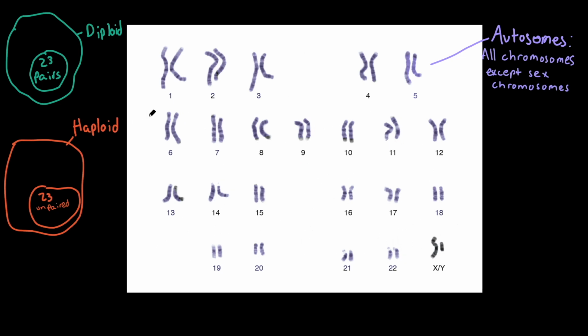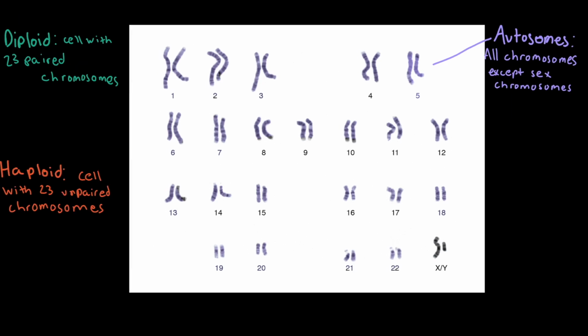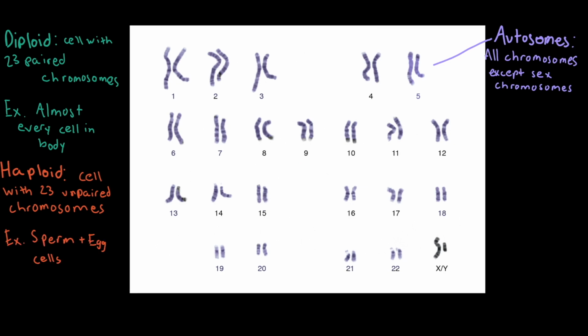A cell with 23 pairs of chromosomes is known as a diploid cell, and a cell with 23 unpaired chromosomes is known as a haploid cell. So in all, haploid cells have 1 chromosome for each of the 23 pairs of chromosomes that are in the karyotype. An example of a diploid cell would be almost every cell in your body. An example of haploid cells would be the sperm and egg cells.